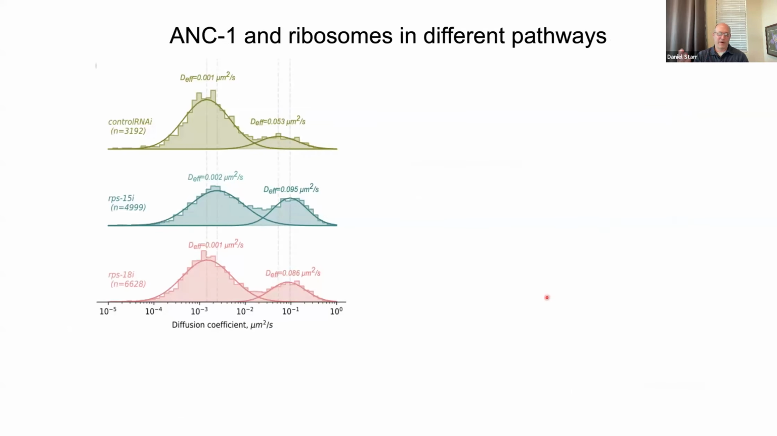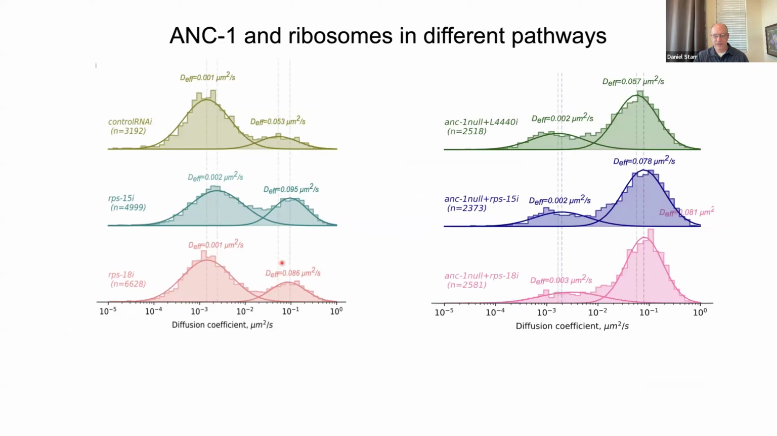Okay, so what about a double mutant? This is the data I just showed you. In the ribosome mutants, knockdowns, they're still constrained, but the ones that aren't constrained are moving a little faster. And now we started making doubles. So here we make a double mutant, the ANK1 null and RPS 15 or 18. Now most of the GEMs shift from constrained to unconstrained. So now they're unconstrained and they're moving faster.